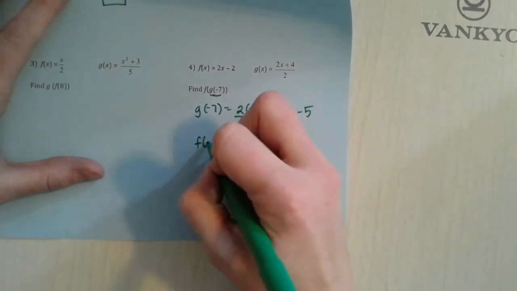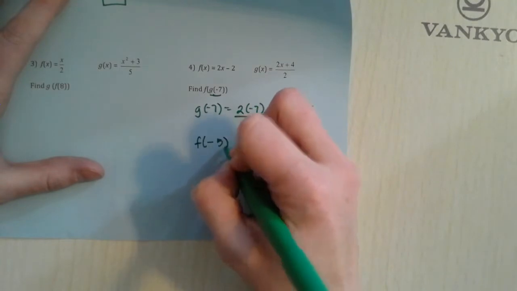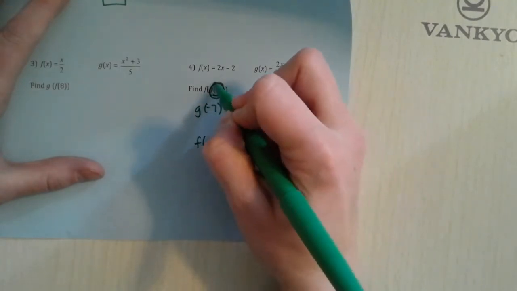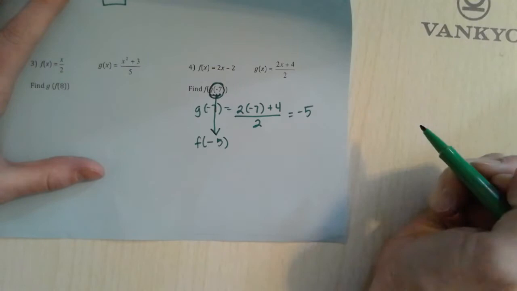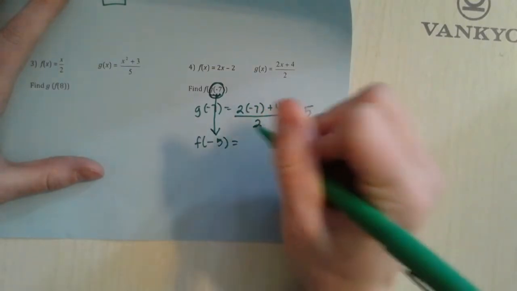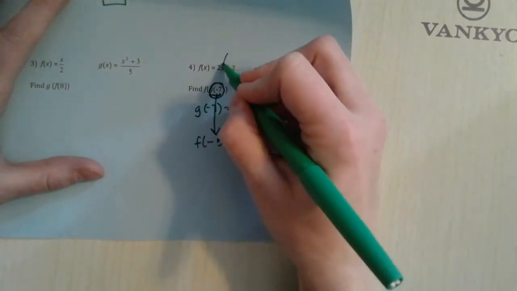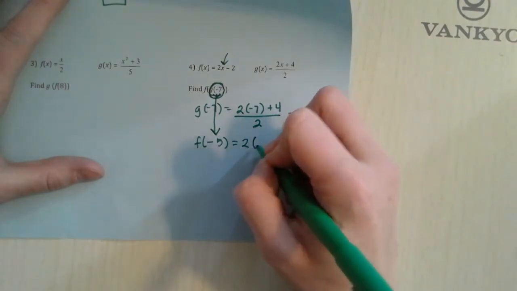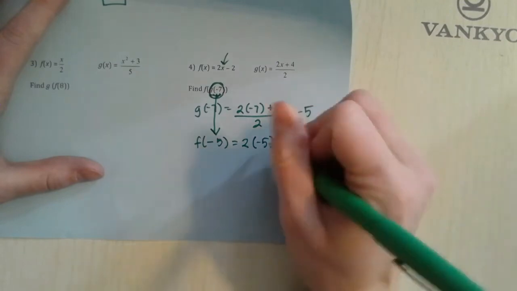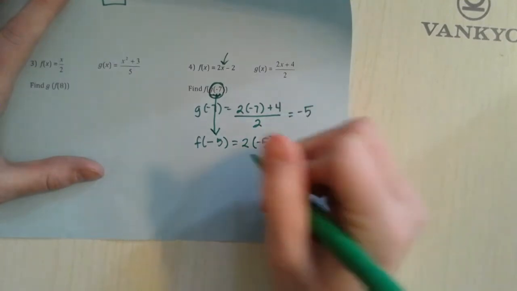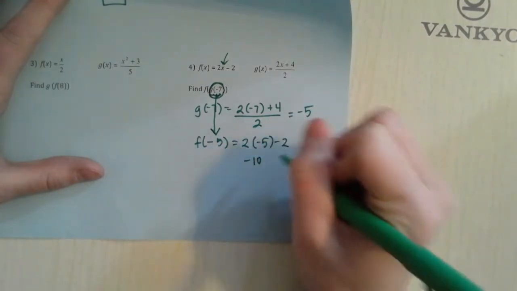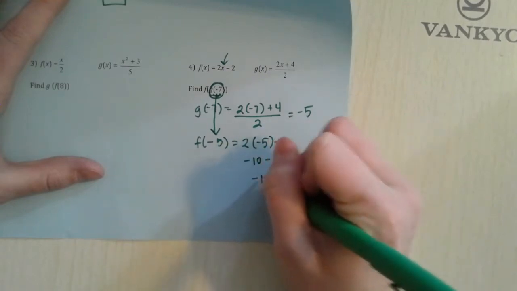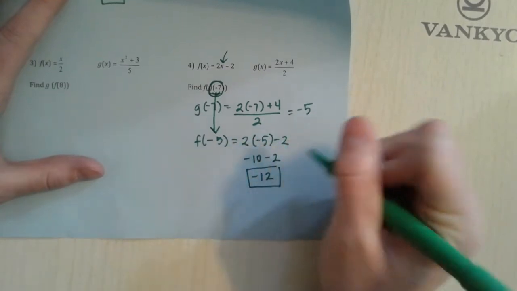So what I'm really trying to figure out is what f of negative 5 is, because we know g of negative 7 is negative 5. So I have 2. I'm going to take out my x in my f function and replace it with what my x is, which is negative 5. And then minus 2. 2 times negative 5 is negative 10. Minus 2 is negative 12. So that is your answer.